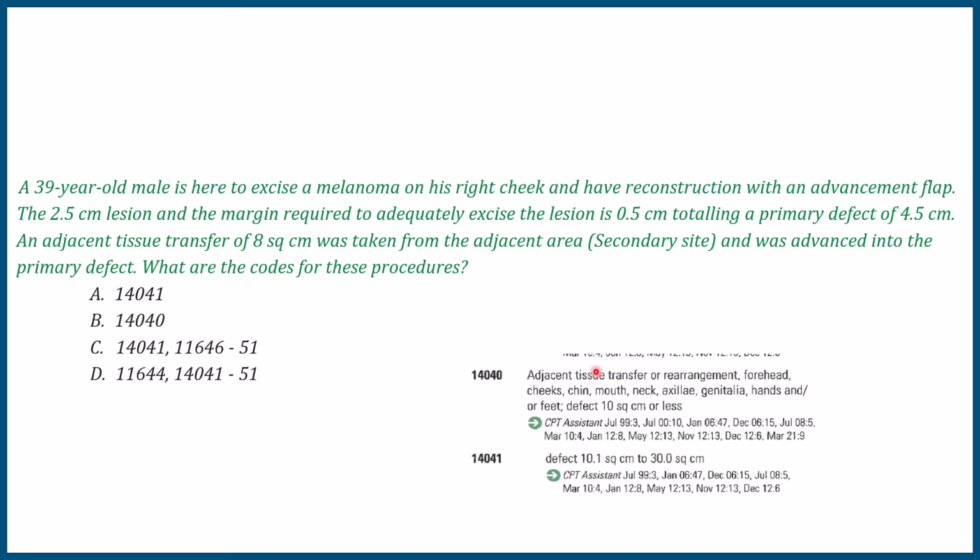So remember, we have the primary defect which is 4.5 square centimeter, and then the secondary defect which is of 8 square centimeter. And since it is the ATT, for that we just write the code for the ATT, and the total area we calculate the primary defect plus secondary defect. And remember, we do not write the excision code. So if you see the question option C and D, which includes the excision code, they are not the correct answer. Okay, because we write only one code, and that is the ATT code. So C and D goes away, it remains with A and B.